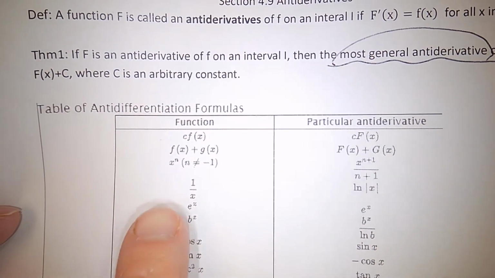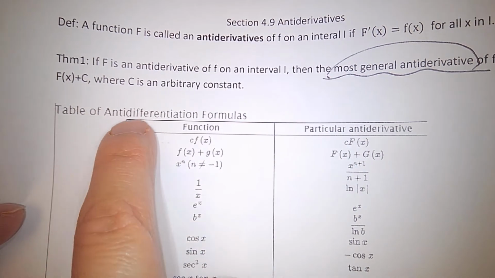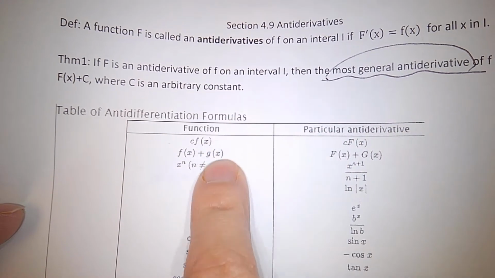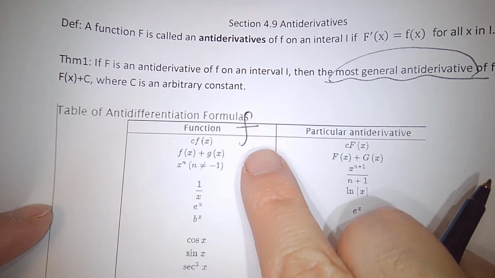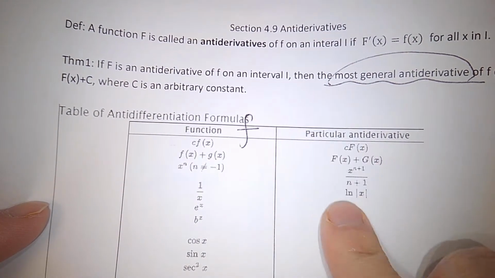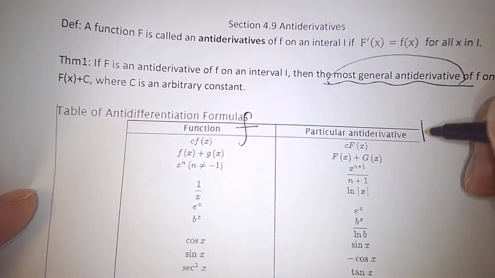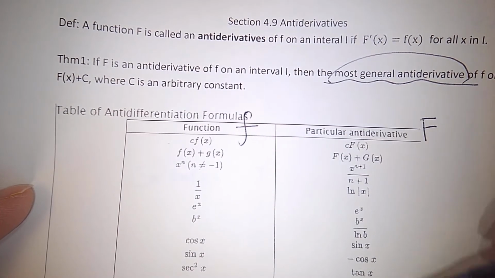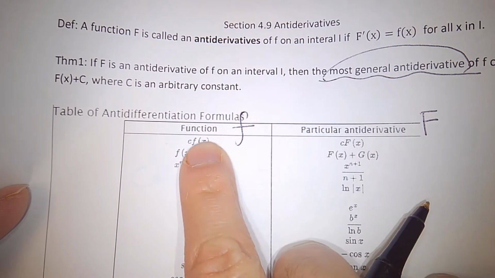Okay, now let's use this table of antiderivative formulas, the particular antiderivatives. This column gives us lowercase f. This column gives us the particular antiderivative, capital F. So these are the antiderivatives of this given function f.